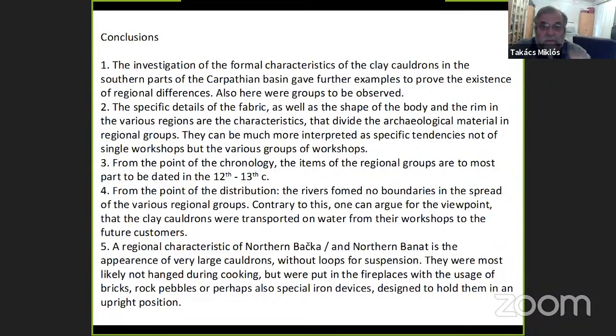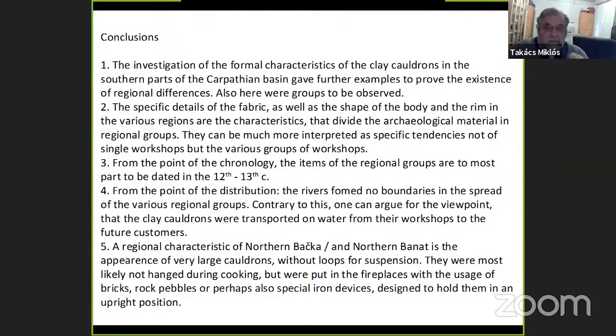From the point of view of chronology, I want to stress again that the vast majority of them are 12th or 13th century. So chronology is not the issue. Usually my colleagues who are working with it, and I also for a long time, thought that these are chronological phases, but no, these are regional groups. Now we made this typology to have some questions that should be analyzed to see how the distribution was.